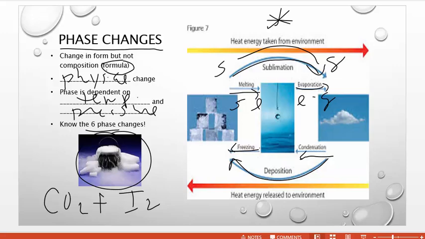Or, let me say that, there's a very small margin of error for them to sublime. So carbon dioxide and iodine are the substances that most readily sublime. They go straight from a solid to a gas. They do that easily. The opposite is going from a gas straight to a solid.